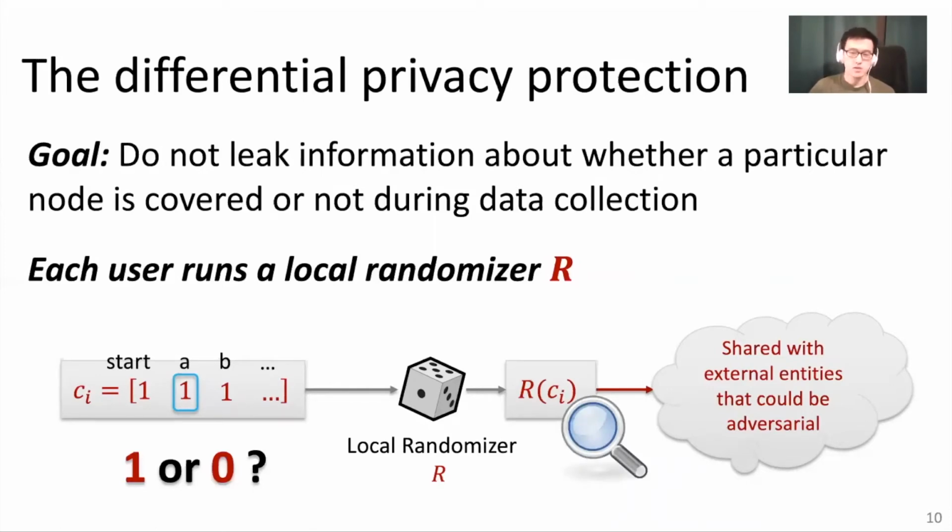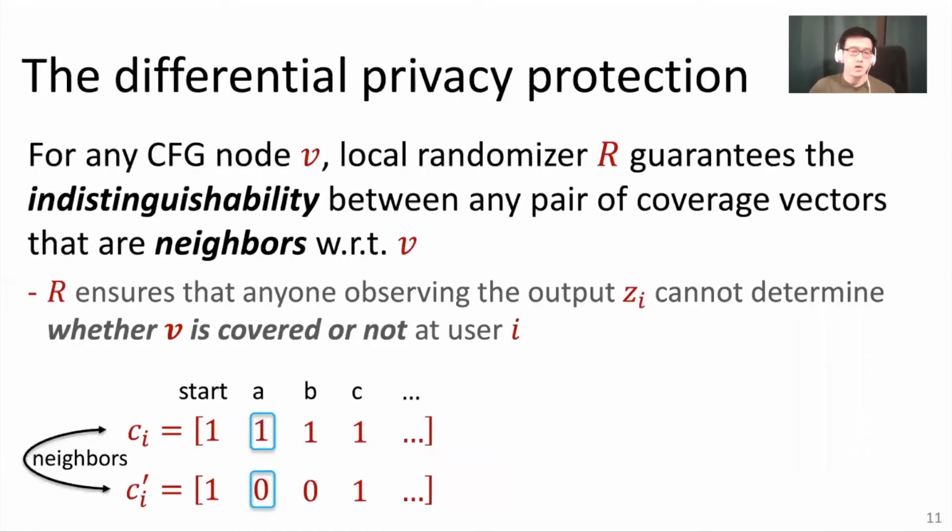For example, the bits for A in this coverage vector. More technically, to protect the coverage of any particular control flow graph node, V, we define the local randomizer R that guarantees the indistinguishability of any pair of coverage vectors that are neighbors with respect to this V. For the example of the Ci and Ci prime on this slide, this definition of R should ensure that if someone looked at the output of the randomizer, she cannot tell with high probability whether the bit for A is 0 or 1. And in turn, she cannot tell whether A is covered or not at runtime.